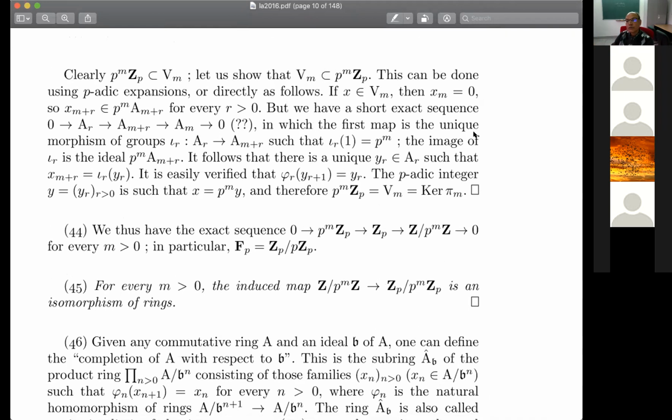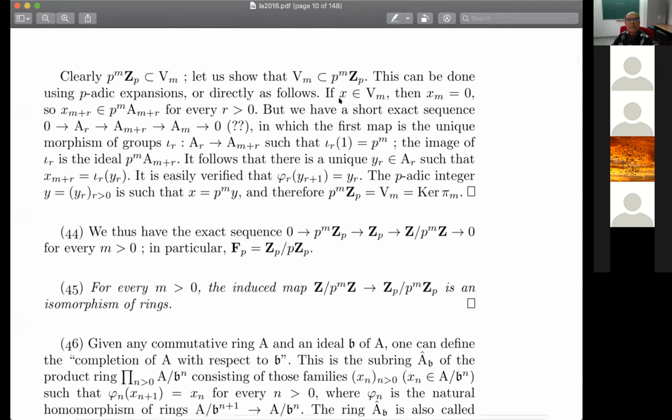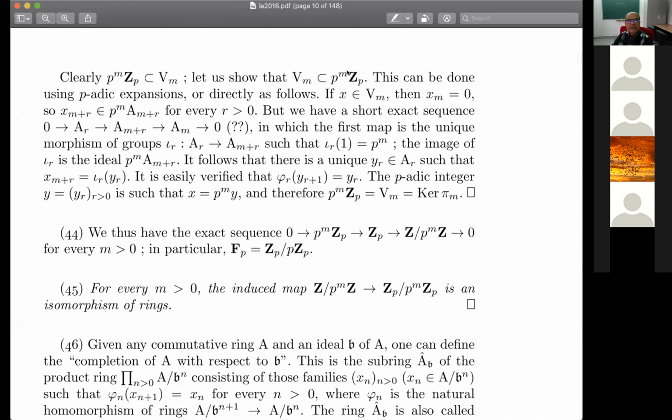So again, one way to do it is to use p-adic expansions, but you can also do it more directly. So I take x in Vm. I have to show that x is in the image of p to the m, right? So x in Vm means xm is 0. So x m plus r is p to the m times a m plus r for every r, right? If xm is 0, this is basically saying that x m plus 1 is in the image of multiplication by p to the m, x m plus 2 is in the image of multiplication by p to the m, etc.